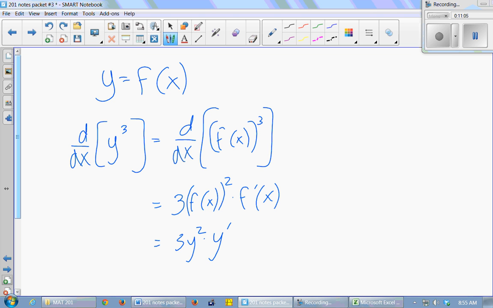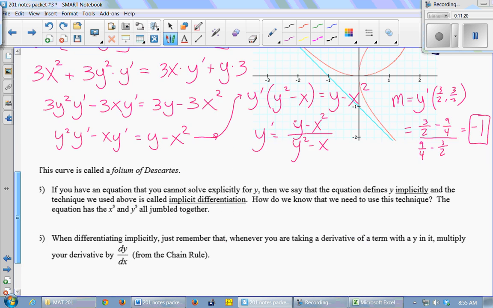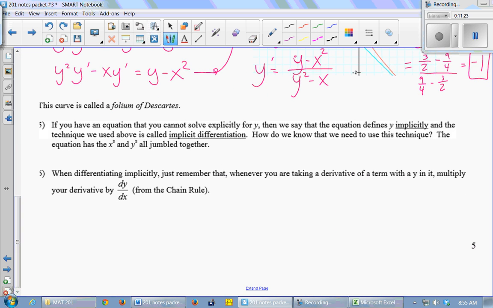So you're using the chain rule. When you take d dx of some stuff that has y's in it, you're using the chain rule. Okay, so if you have an equation that you cannot solve explicitly for y, we say the equation defines y implicitly. The technique we just used is called implicit differentiation. You know you need to use this technique if your equation has x's and y's all jumbled together, and it would be hard to solve for y.